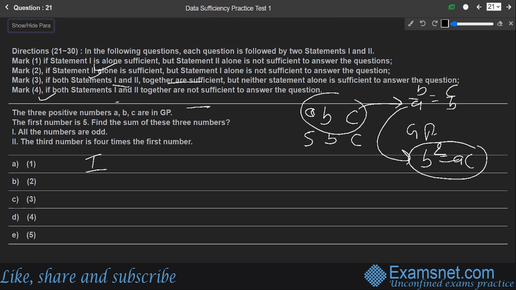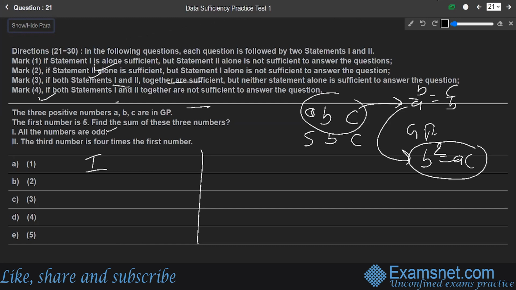Let us verify statement number 1 alone. All the numbers are odd. The first number is 5, the second number is unknown, and the third number is unknown. They are saying all the numbers are odd. That is the first statement. Now we know that A, B, C are in GP, as they already said. So now let us verify.